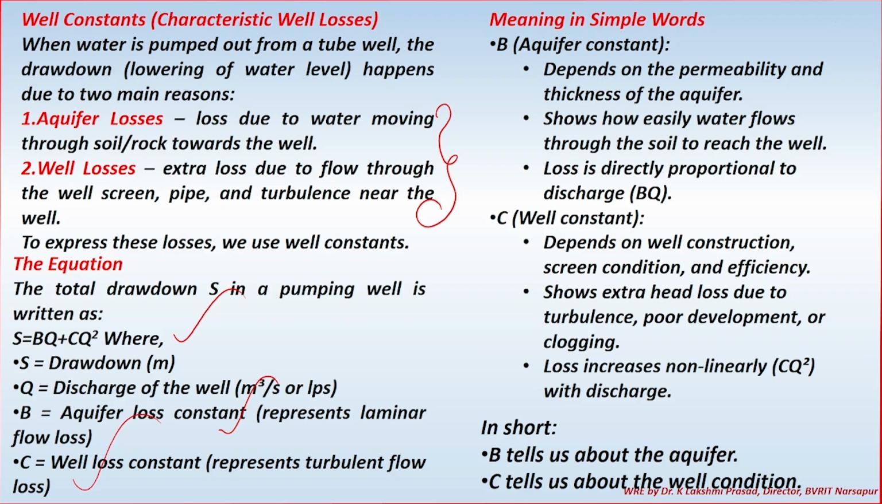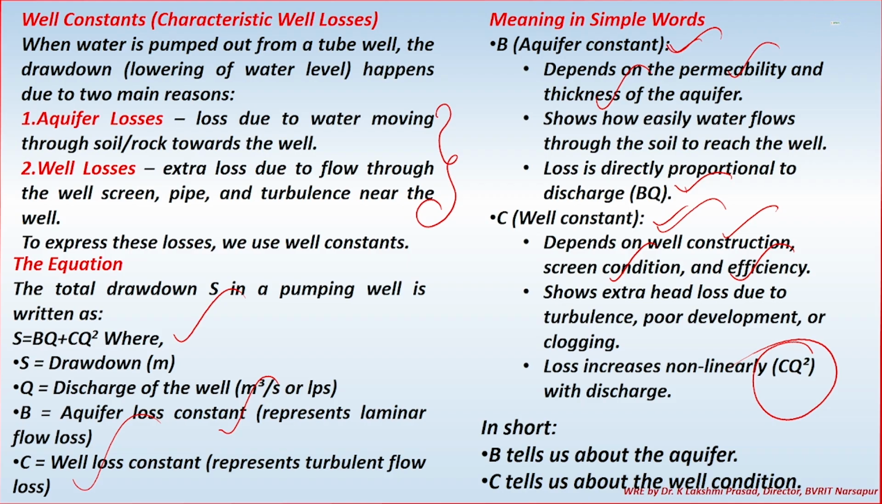So what is this B? B is the aquifer constant, which depends on the permeability and thickness of the aquifer. The loss is directly proportional to the discharge, BQ, kindly remember. Whereas B is aquifer dependent, C is well dependent. It depends on the well construction, the screen conditions and the efficiency. Because of this, some extra head loss occurs, and it is non-linear, represented by CQ².